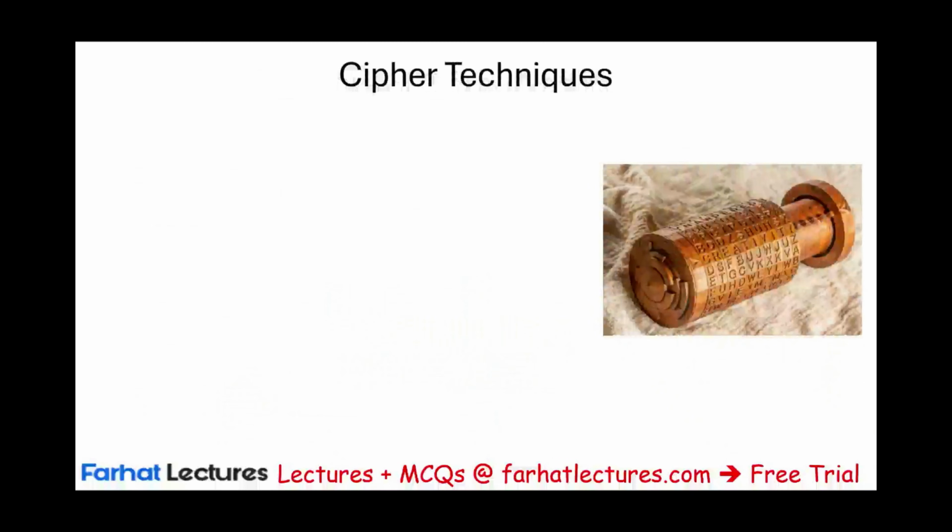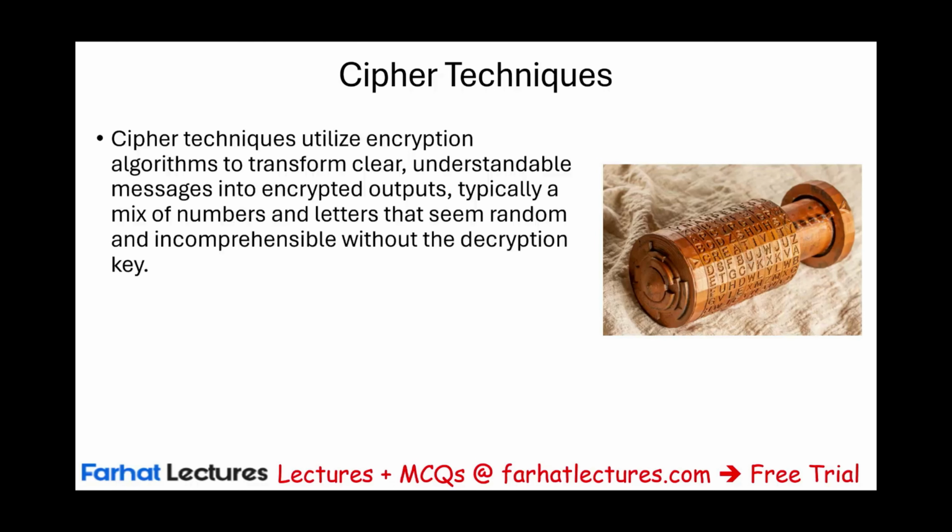Let's move from hashing to cipher techniques. Cipher technique utilizes an encryption algorithm, which we talked about in the prior session, to transform a clear, understandable message into encrypted output, typically a mix of numbers and letters that seem random, that doesn't make any sense, incomprehensible without a decryption key. So this is called cipher techniques. When you do that, this is ciphering the message.